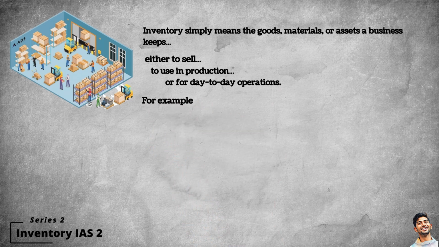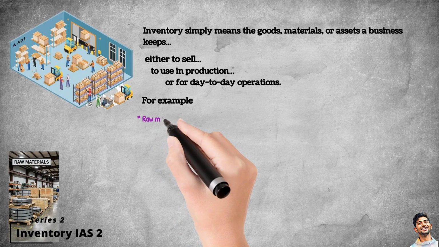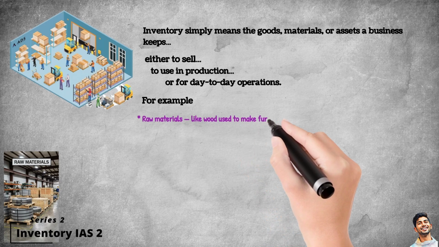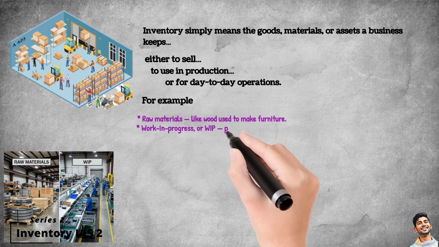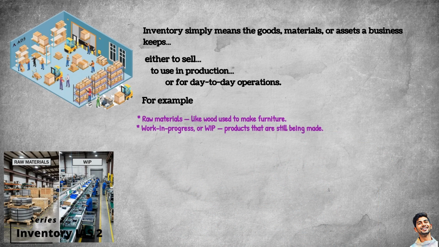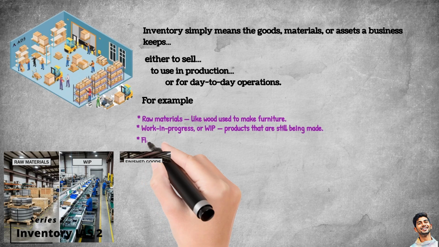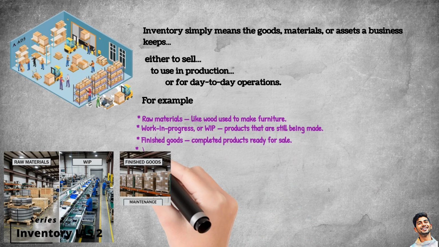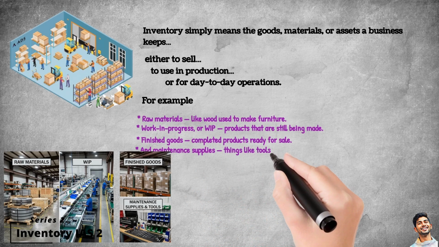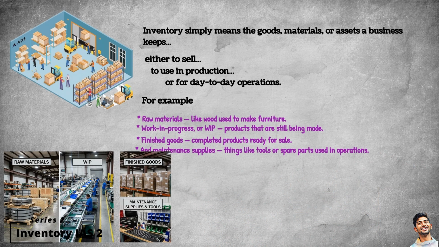For example, raw material, like wood used for making furniture. Work in progress or WIP: products that are still being made, which are still in the process. Now, finished goods. Finished goods are the completed product ready for sale. And maintenance supply: things like tools or spare parts used in operations, which come under cost of goods sold.